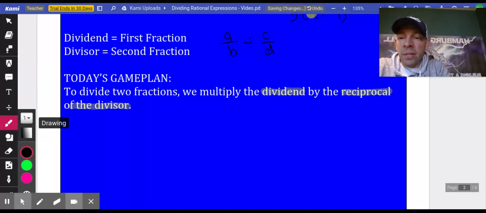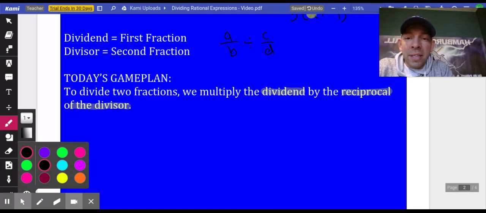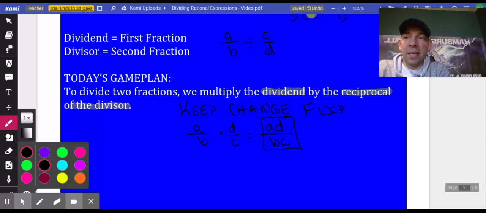So we have this really goofy little saying, and it's called keep, change, flip. Now, what in the world does that mean? Well, basically it says keep the dividend exactly the way you see it, a divided by b. And then we're going to change the operation from division to multiplication. And then the flip stands for reciprocating the divisor, so you'll get d on top now divided by c. And then you just multiply across just like we did yesterday. And then you get AD divided by BC, and that would be our final answer in that case.